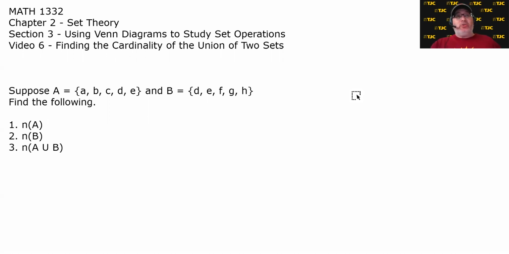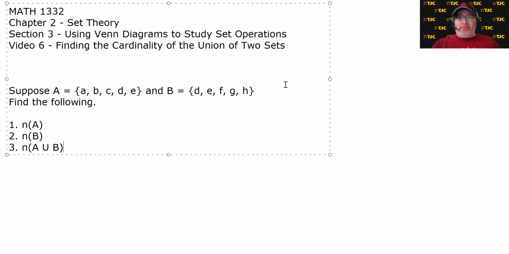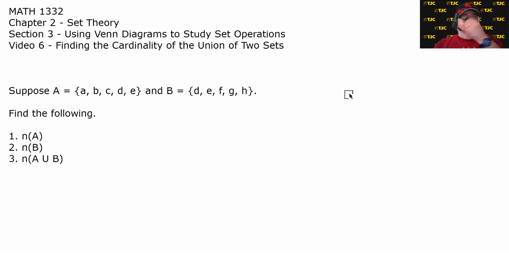In order to get you to see this, or dare I say discover this formula, we're going to set up a scenario, and I'll just ask you a few questions. Suppose set A contains, let's highlight these while I'm reading it. Suppose set A equals the set containing the letters A, B, C, D, and E, and set B equals the set containing the letters D, E, F, G, and H. Find the following.